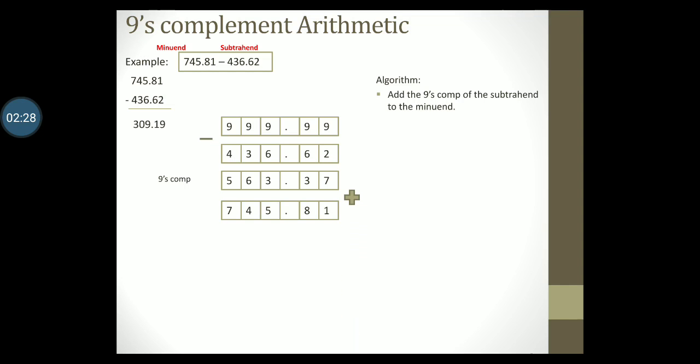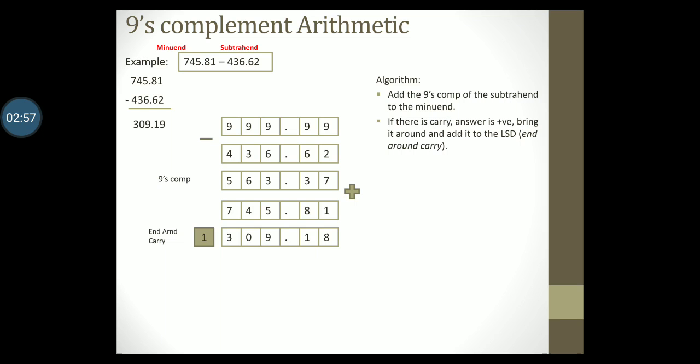The step also tells us to add this to the minuend, which is 745.81. So adding these both up, it's a pretty simple standard addition in decimal. The sum that we get is 1309.18, where the MSD 1 is a carry out from addition. I have highlighted this in grey. Now this carry that you get is a special carry which is called the end around carry. The algorithm tells us that if there is a carry, the answer is positive, which is pretty obvious since the first number is bigger than the second number. The step also tells us to bring the carry around and add it to the LSD.